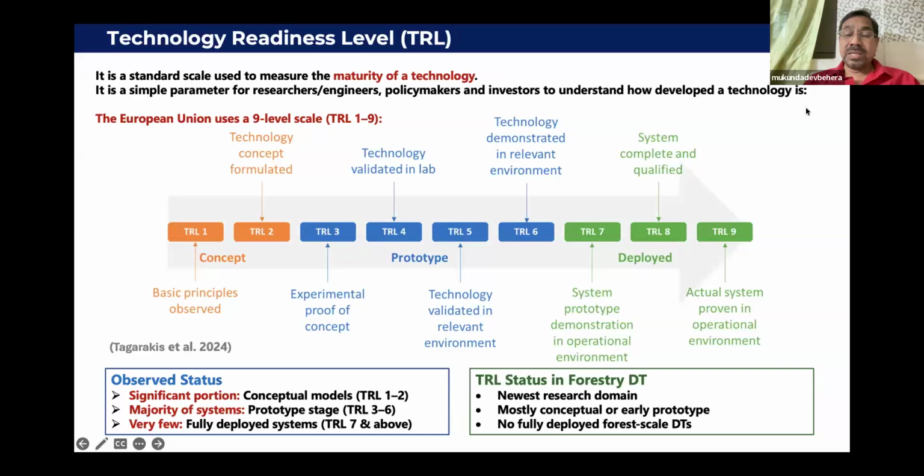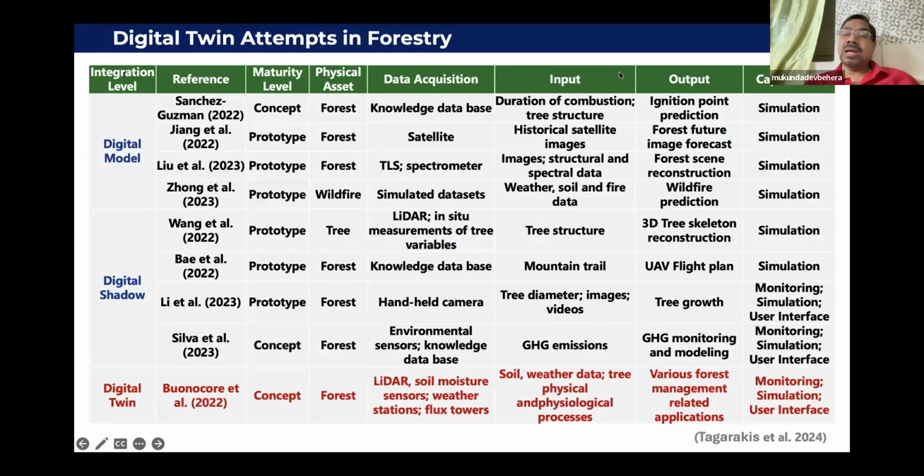a deployed stage. So in terms of TRL status, forestry-based digital twin is definitely a new research domain. Mostly conceptual and early prototypes have started coming up, but no fully deployed forest scale digital twins are operational. So we need to work on this and to fully realize and take it up to a deployment stage.